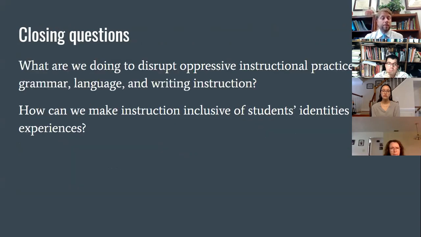So when we think about this moving forward, applying it to our future work, let's think about things that we are doing in our classrooms that can disrupt oppressive instructional practices in grammar, language, and writing instruction. And then by extension, how can we make our instruction inclusive of our students' identities and our experiences?